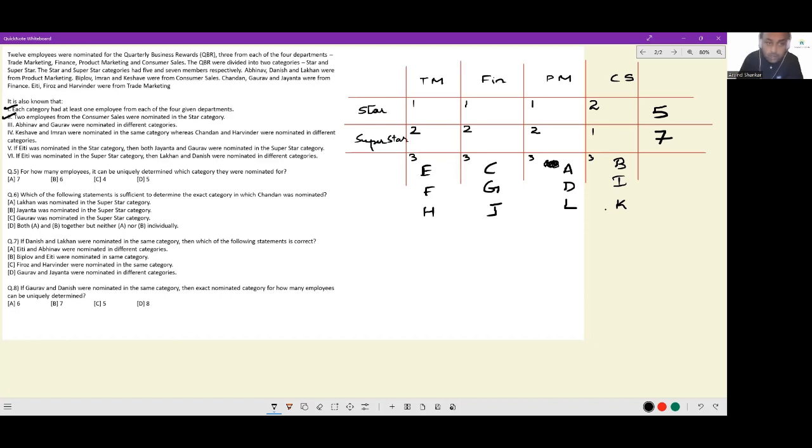Next, Abhinav and Gaurav were nominated in different categories. Abhinav is here, Gaurav is here. They are nominated in different categories. Okay, we'll worry about it later. Keshav and Imran were nominated in the same category. If they're nominated in the same category and they belong to consumer sales, the only way it can happen is they were nominated in the star category. So Keshav is here, Imran is here. This is guaranteed. So Biplav is also here. This is also guaranteed.